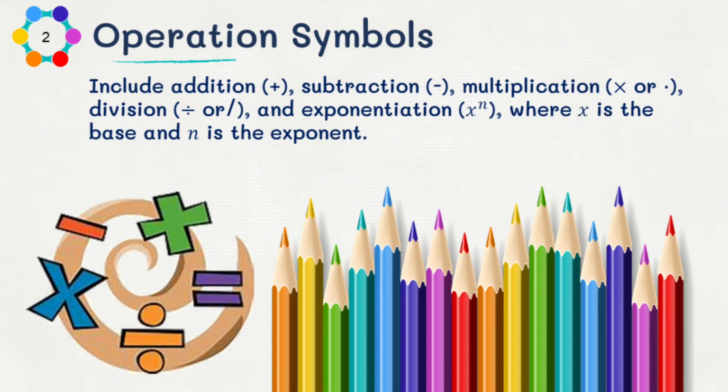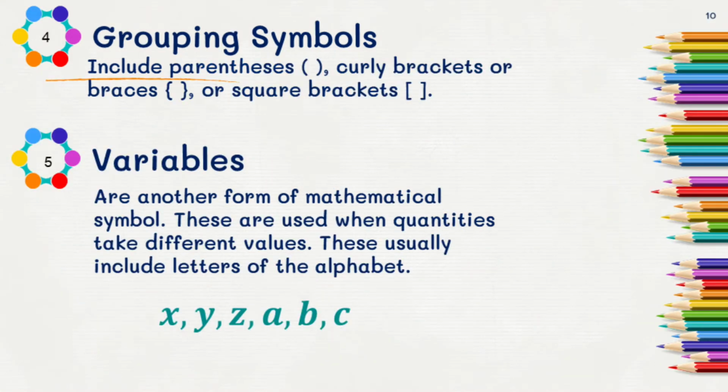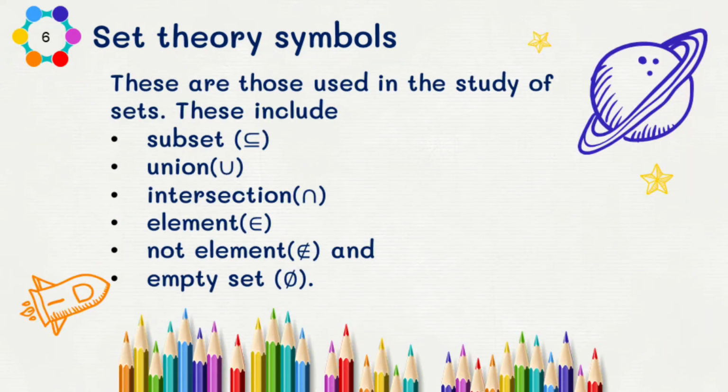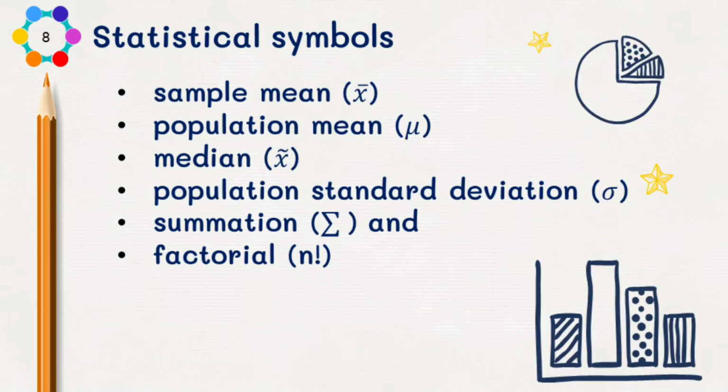Operation symbols: plus, minus, times, divide, exponential. Then we also have relation symbols: inequality, equal, similar, congruent, approximate. Grouping symbols and variables. Set theory symbols, those symbols that are used in the study of sets. Logic symbols that will be further discussed in the later part of the chapter. Then we have statistical symbols: mean, median, standard deviation, summation, and factorial.